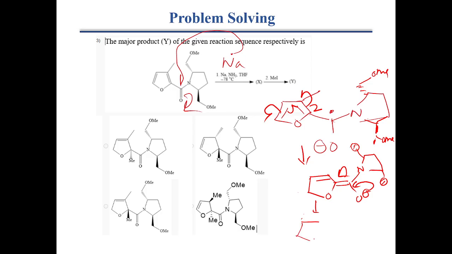So this dot negative charge will form. So now in presence of methyl iodide, this negative charge reacts and iodine will leave. So it will give this product.